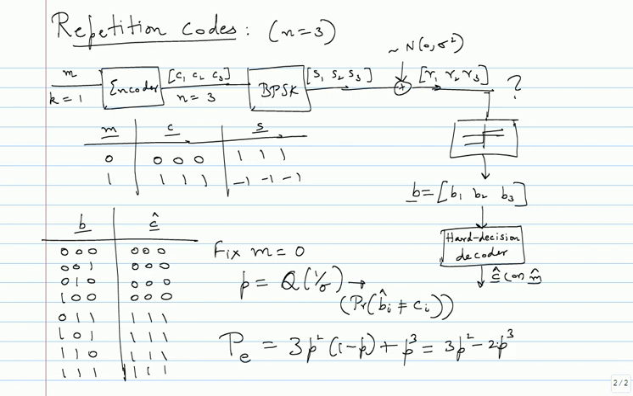Now such an expression might be difficult to deal with, so what's the best way of simplifying it? Just look at the leading term. If sigma becomes really low, clearly p squared will dominate over p to the power 3, so it's enough to look at 3p squared. Roughly, in terms of Q, it will be 3 times Q squared of 1 by sigma.